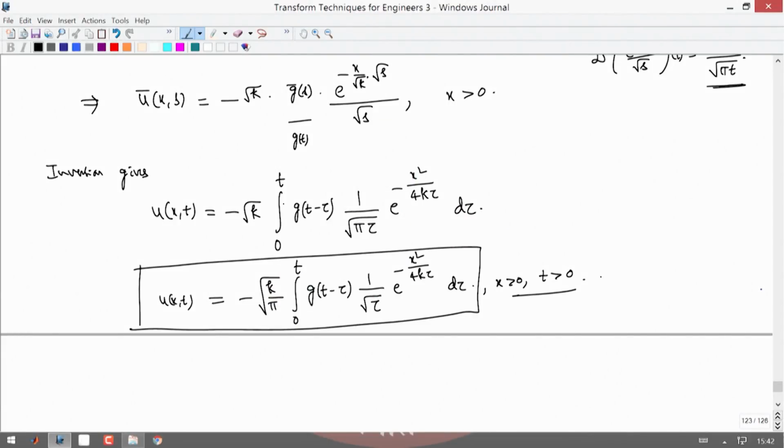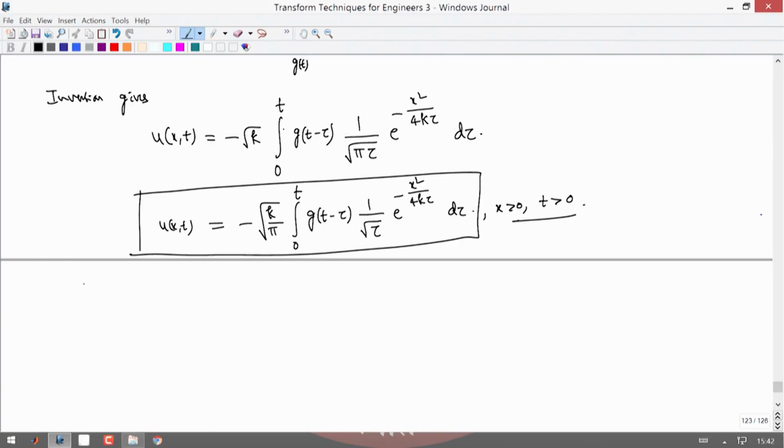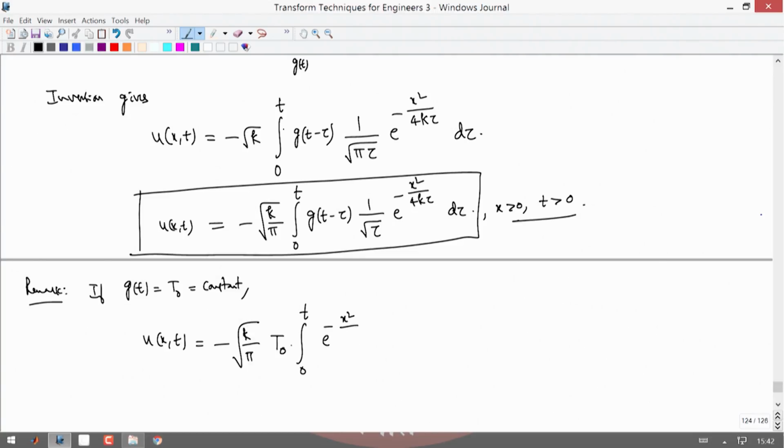If you take g as a constant, as a remark, you can get this if g of t is a constant. So the flux is at a constant rate. If you take it as a constant, what happens is that u of x, t simply becomes minus root k by pi times t naught times the integral 0 to t of e power minus x square by 4k tau divided by root tau d tau.